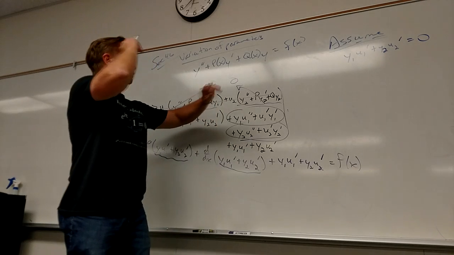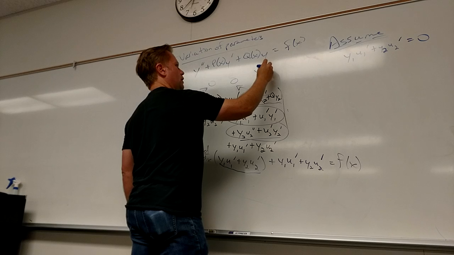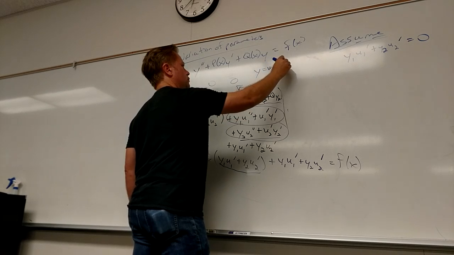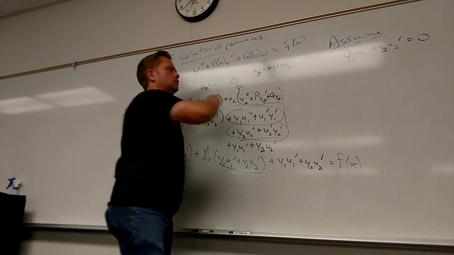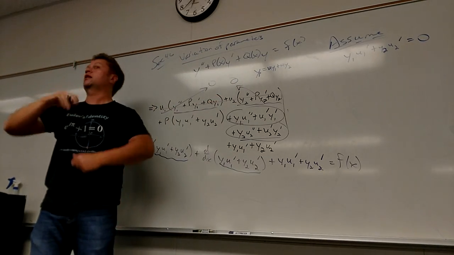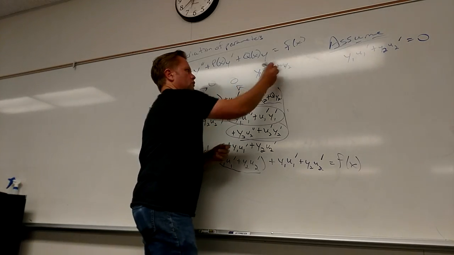Now, let me go back. Of course, this is the part I wanted to go back to. Remember we assumed that y is u1 y1 plus u2 y2, right? That's the yp. Everybody remember that? That's what got us going. What are the u's? u1 and u2. They don't have to be the same.